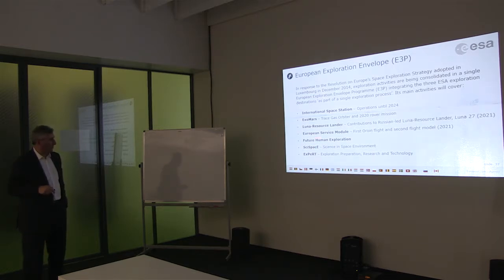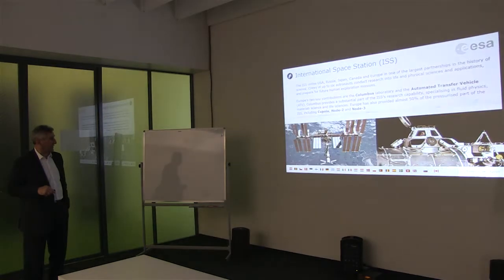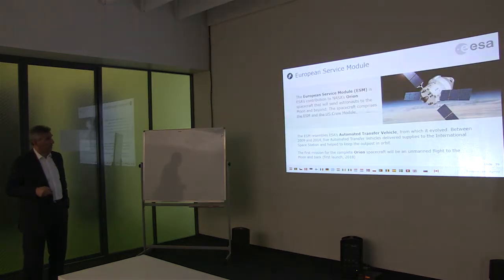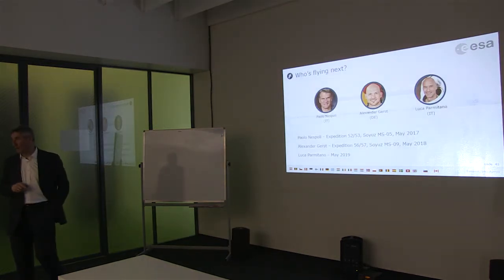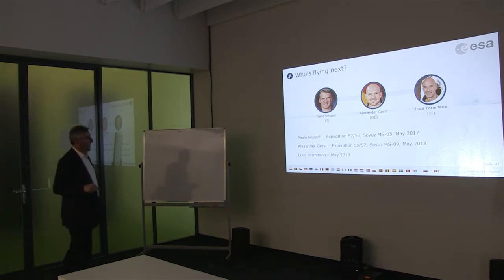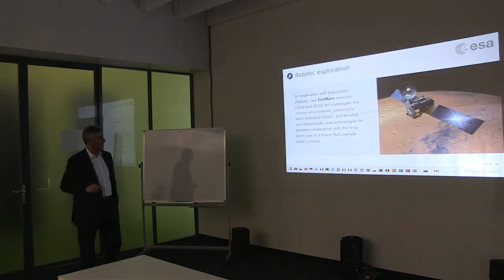Future human exploration, of course, and our scientific exploitation. So we're partners on the space station, we have a module there. We used to have our own transfer vehicle. Now it's over and we're doing this module for the Americans. This is our astronaut. And right now, this guy, Thomas Pesquet, is in orbit. Luca Parmitano is going to fly again. And she's just become a mom, which is a very important project in itself. So the next to fly are Paolo Nespoli, Alexander Gerst, and Luca Parmitano.